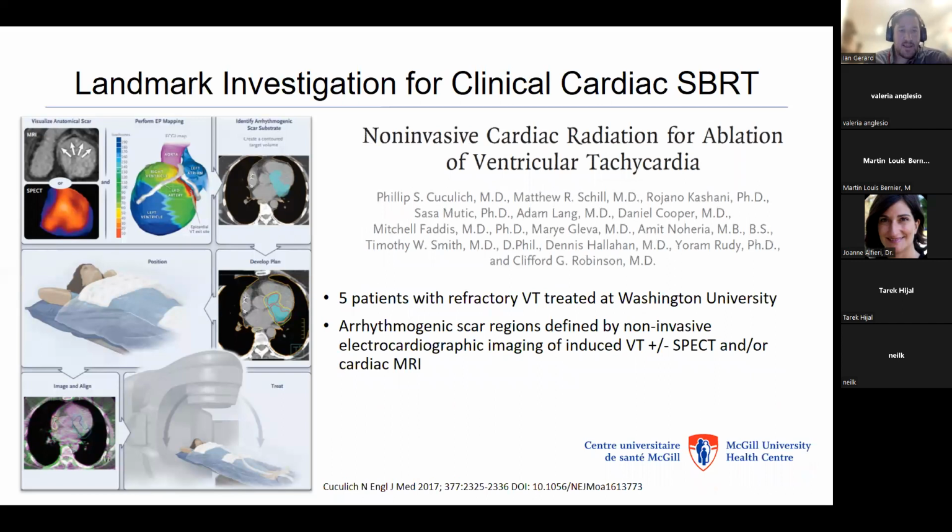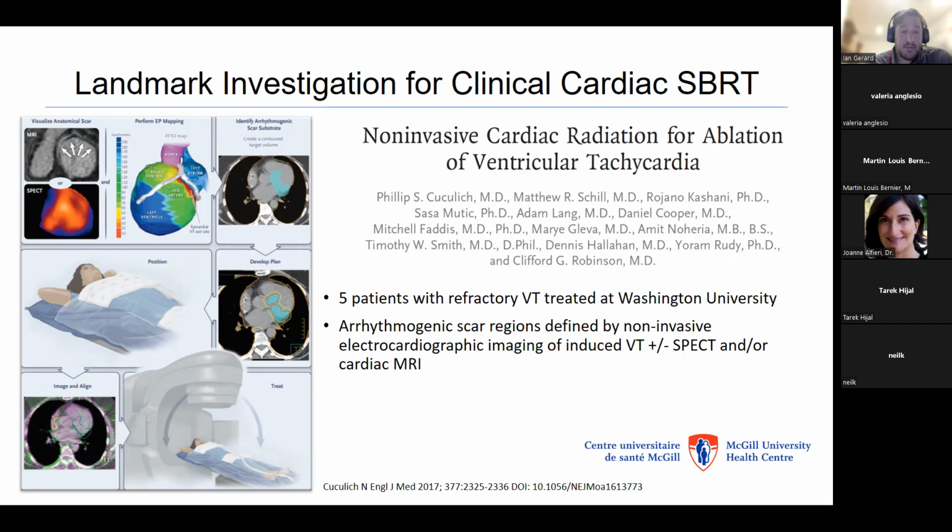So in 2017, there was the first organized landmark investigation for this clinical cardiac SBRT. Similar to what Dr. Anglesio described, these patients were imaged and mapped from an imaging and electrophysiology point of view. There were 5 patients with severely refractory ventricular tachycardia. After their mapping was done, they had a CT simulation to plan their radiation therapy based on all this previous imaging. They were given 25 gray in one shot based on that other study that I described before.